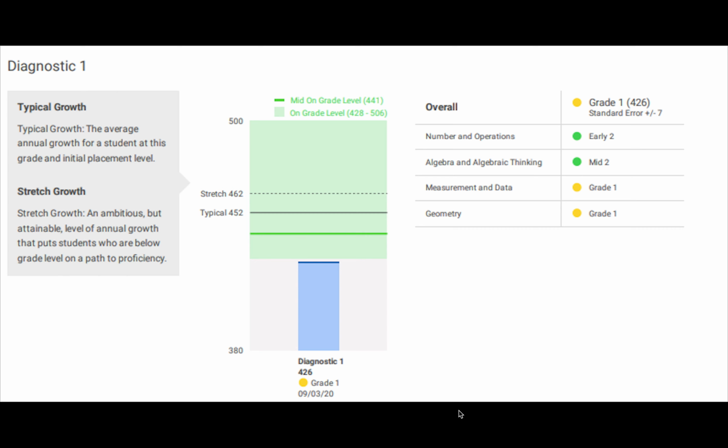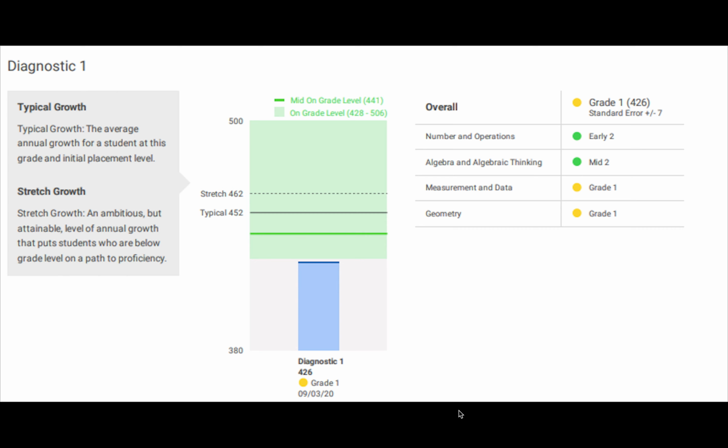So for math, there are 4 domains or topics. They are number and operations, which can include adding and subtraction fluency, algebra and algebraic thinking, which can include word problems, measurement and data, and then geometry, which includes understanding of shapes.